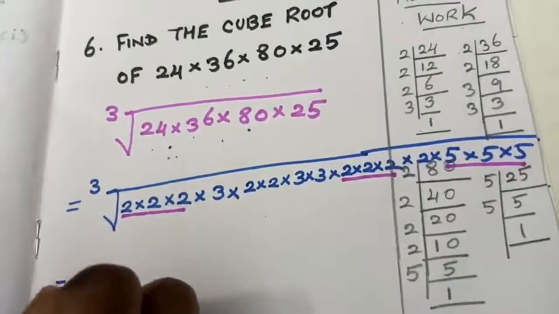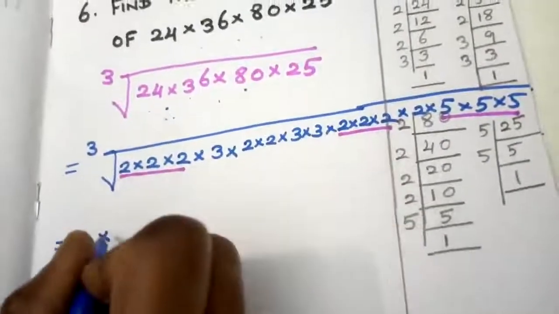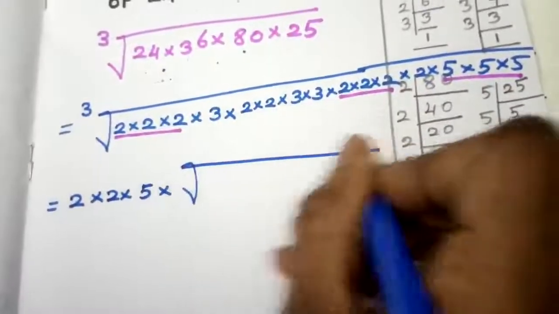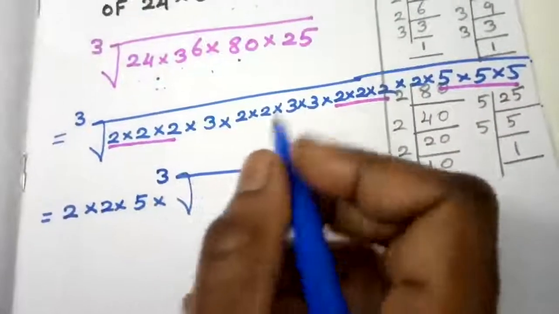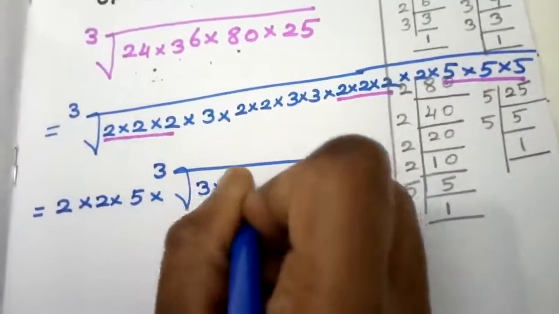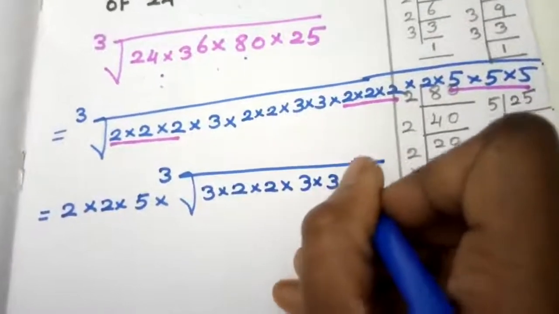So what is the value? From this I am taking 1, 2 outside, 2 into 5. I am taking it out. The remaining I am going to write inside the cube root. What is the value I am getting here, students? Just I will write and show you. 3 into 2 into 2 into 3 into 3 into 2.